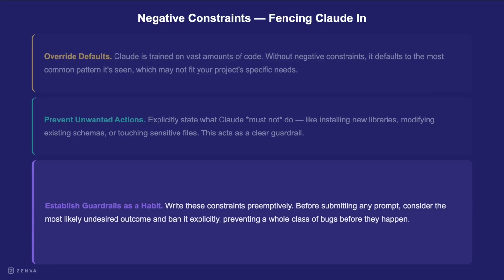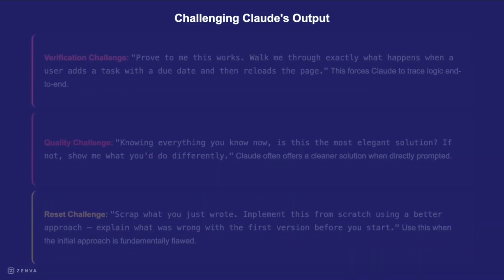The key is to make writing these guardrails a default habit for yourself. Before submitting any prompts, take a moment to consider the most likely and undesired outcomes and explicitly ban them. By thinking preemptively, you can stop a whole class of potential bugs and issues before they even have a chance to happen.